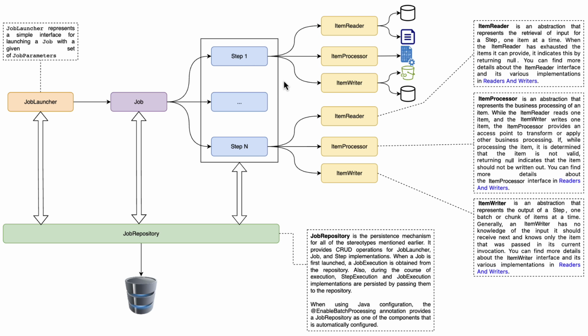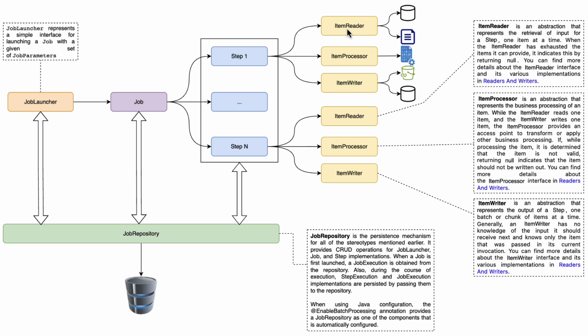And each step is composed of 3 main elements. So the first thing is an item reader. So the item reader is an abstraction that represents the retrieval of input for a step, one item at a time. So when the item reader has exhausted the items it can provide, it indicates this by returning null. So when the item reader returns null, it means that we no longer have records or data to read. You can find more details about the item reader interface and its various implementations in the readers and the writers section. So the item reader is able to read data from, for example, a database, a file, and so on and so forth, any storage system you want.